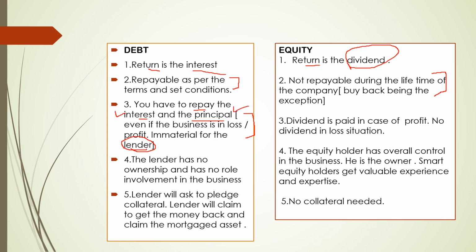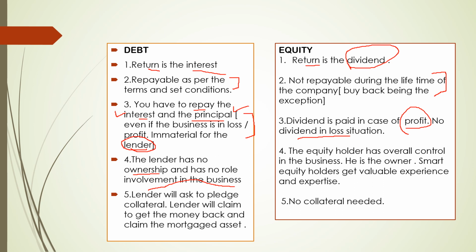But in case of equity, there will be no dividend if the company is running in losses, and dividend will be paid only if the company has profit. The share of profit is called the dividend. The lender has no ownership in the business. He has no role, no involvement in the working of the business, the insides of the business. No, he is not a welcome person in the management of the business because he is just the lender and his role is just limited.